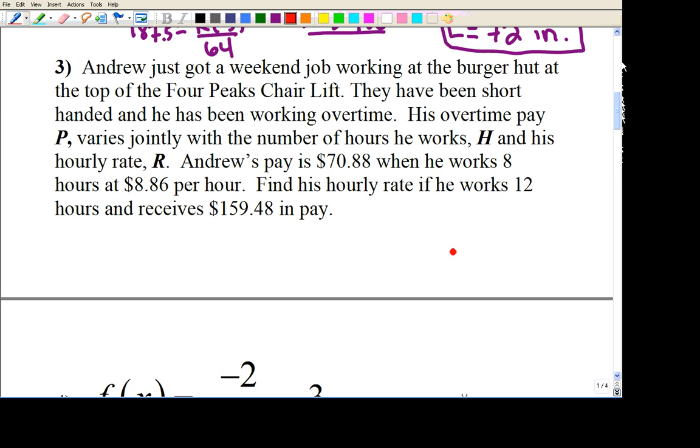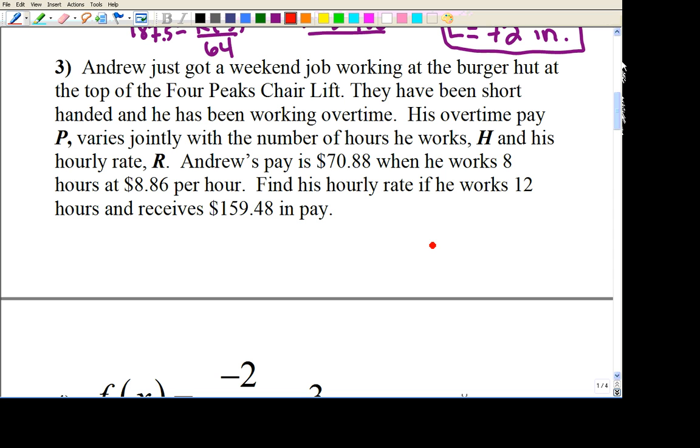Andrew just got a weekend job working at the Burger Hut at the top of the Four Peaks chairlift. They have been short-handed and he has been working overtime. His overtime pay, P, varies jointly with the number of hours he works, H, and his hourly rate, R. Andrew's pay is $70.88 when he works 8 hours at $8.86 per hour. Find his hourly rate if he works 12 hours and receives $159.48 in pay.